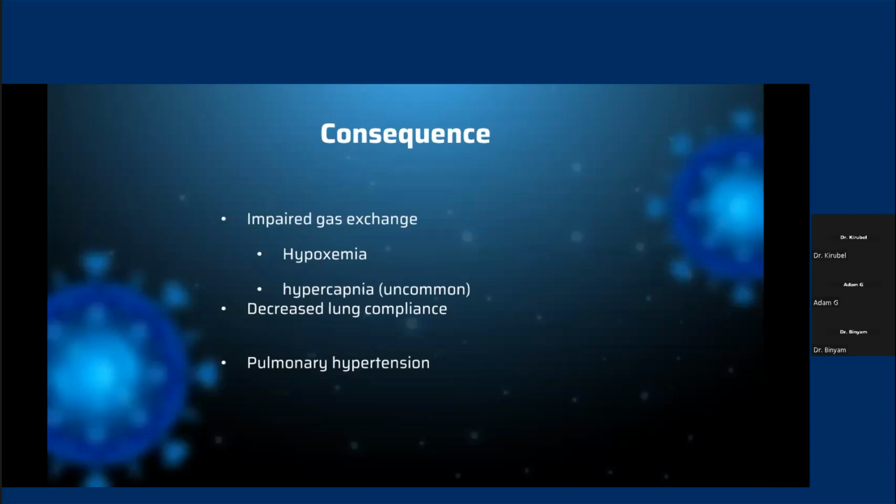The other one is pulmonary hypertension. Pulmonary hypertension also will happen. Actually, in around 50% of patients with ARDS, they will develop pulmonary arterial hypertension due to vascular constriction, vasoconstriction.